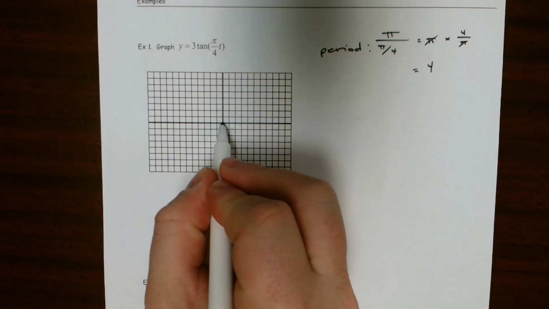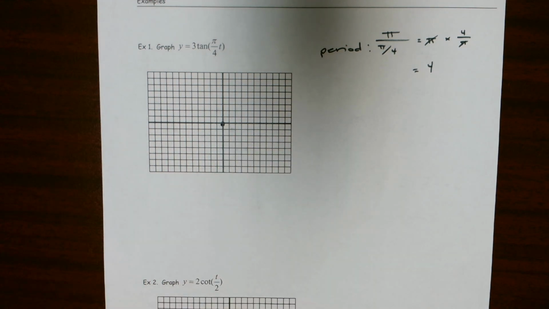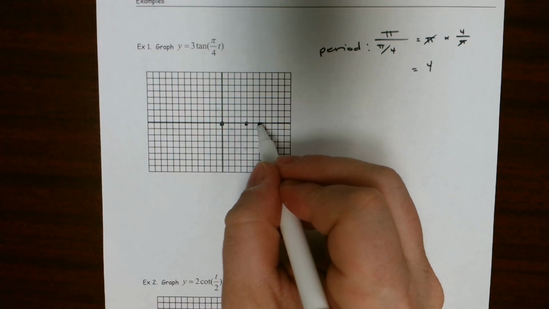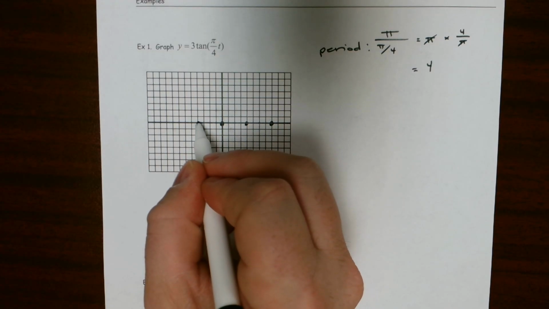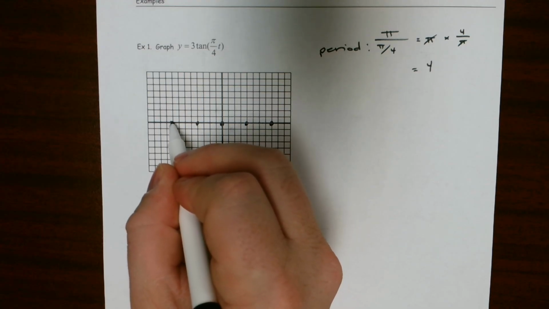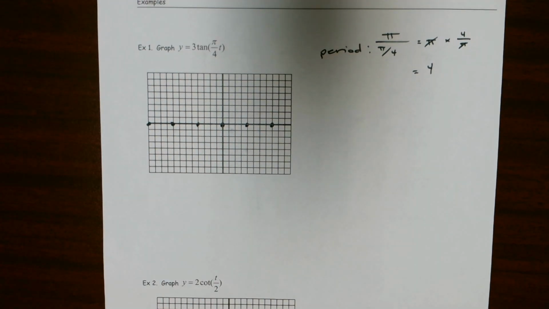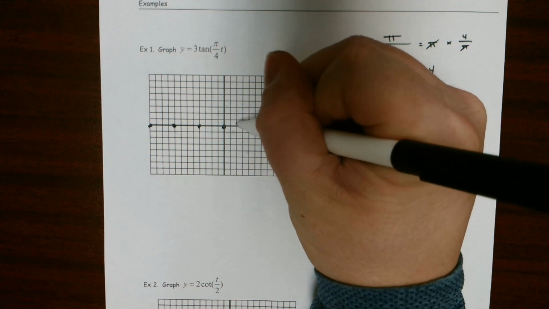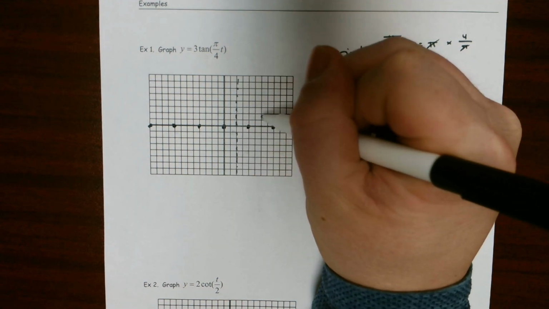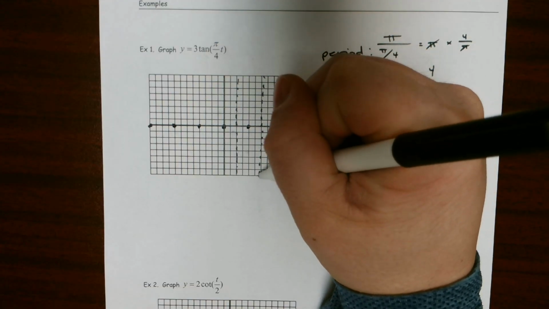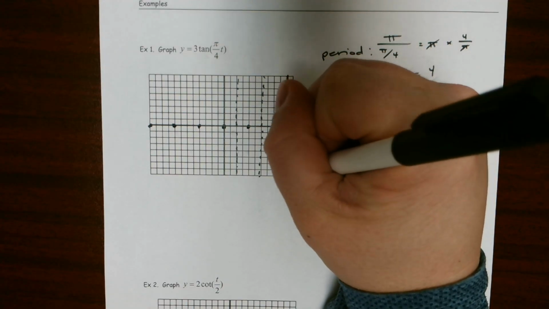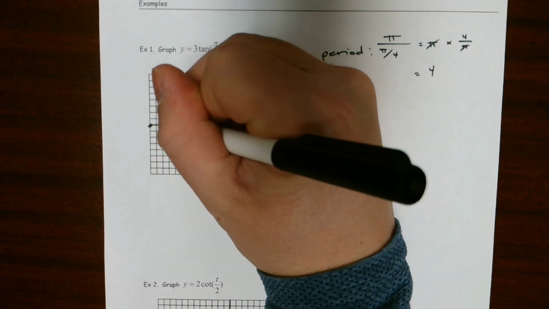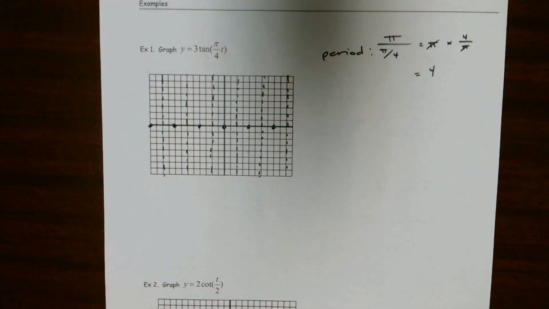I know that my tangent graph always has an x-intercept at the origin. Well, then that's going to repeat 4 units away right there. And then every 4 units, my x-intercept is going to repeat. Same thing with our vertical asymptotes. We know our vertical asymptotes are halfway between our x-intercepts on all of our periods of tangent graph. So draw our vertical asymptotes. One more. Starting to look like a tangent graph.